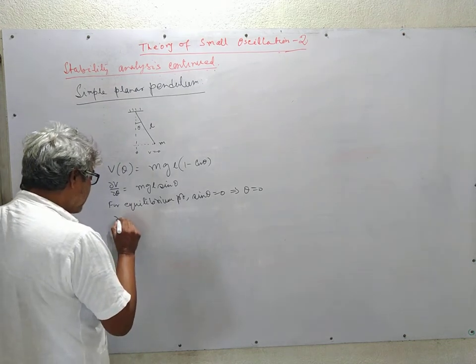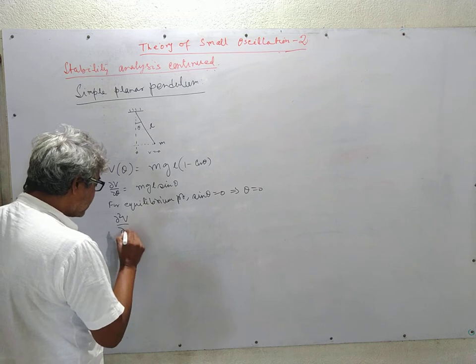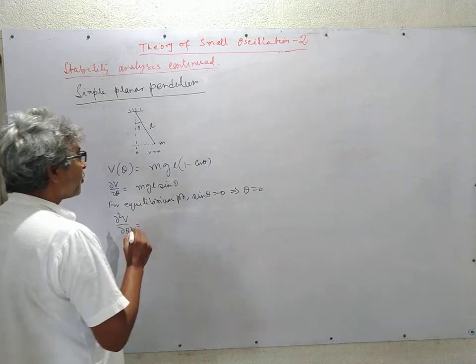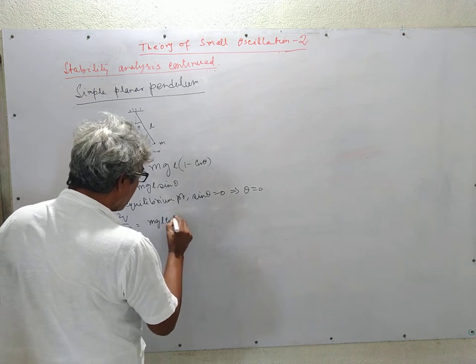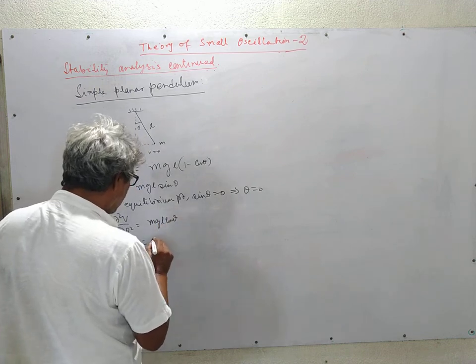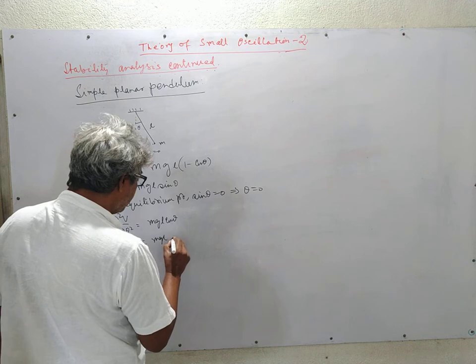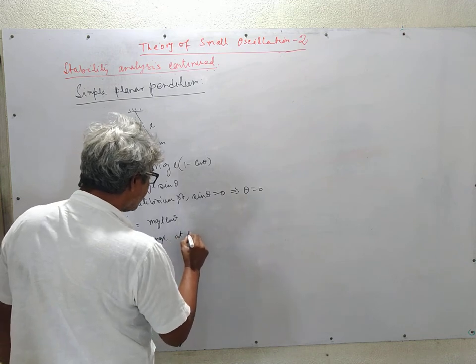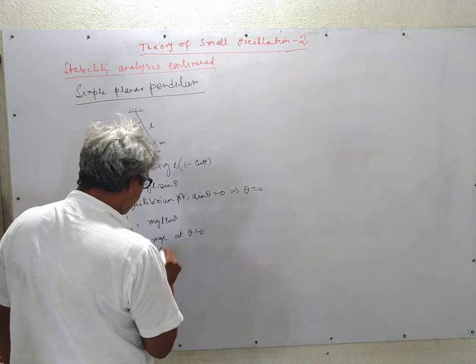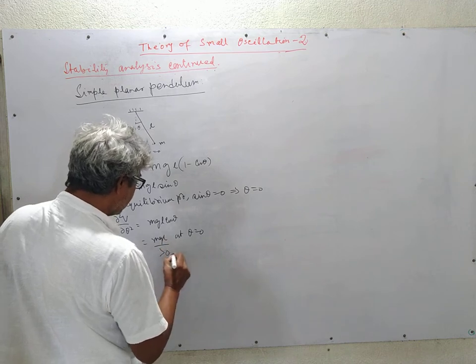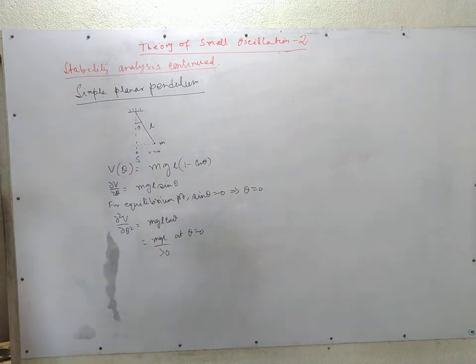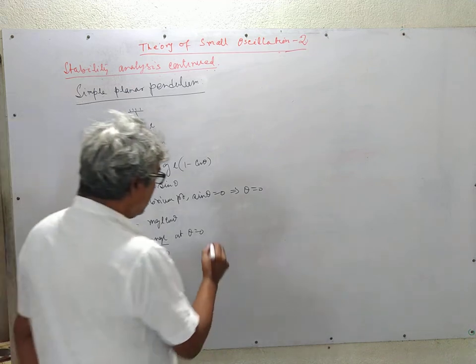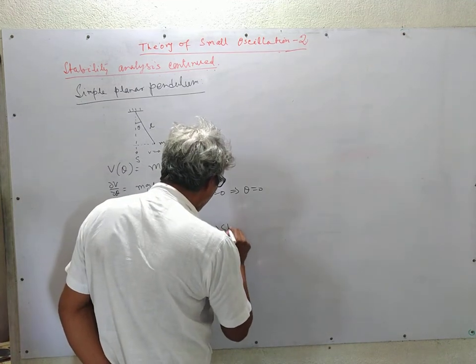To analyze the nature of the equilibrium point, let us calculate the second derivative, which is mgL cos theta, and this is equal to mgL at theta equal to 0. Since this is greater than 0, this point is a stable equilibrium point.